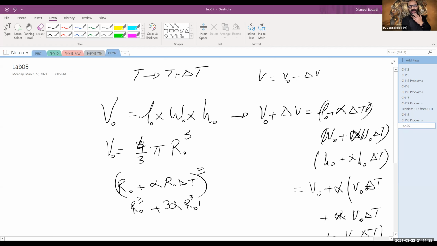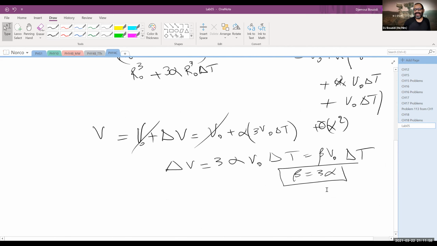Because you take R naught out, you're going to have basically at the end R naught delta T. So it's going to be still linear, except that you have to take R naught out, and you will be left with 1 plus alpha delta T, so it's going to be 3 when you bring back the R naught cubed. This is how it's going to look. In any case, beta is 3 times alpha. So this is in a nutshell the proof for it.